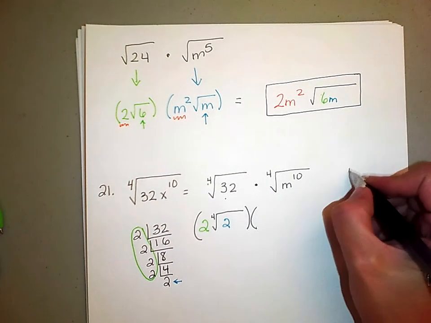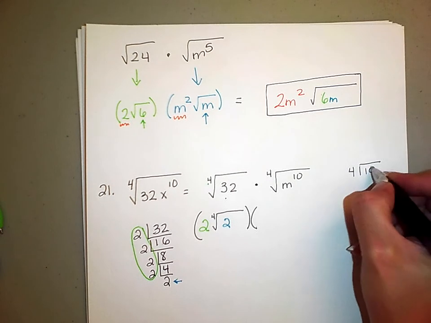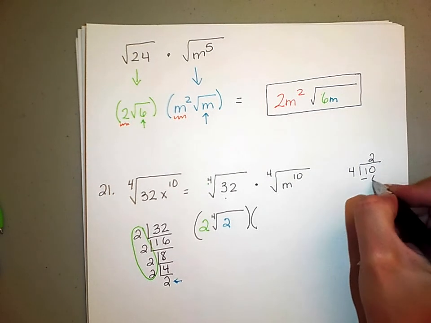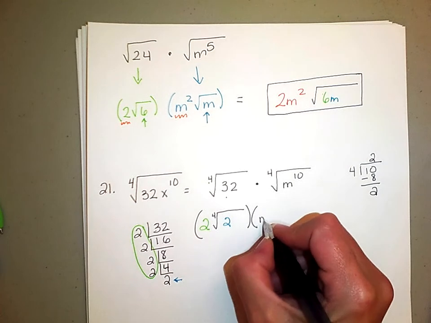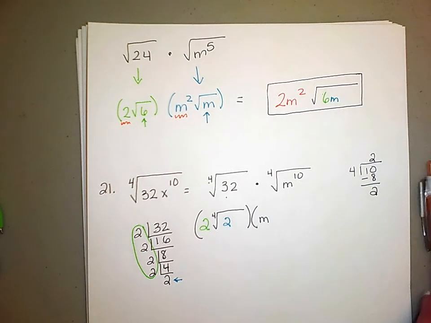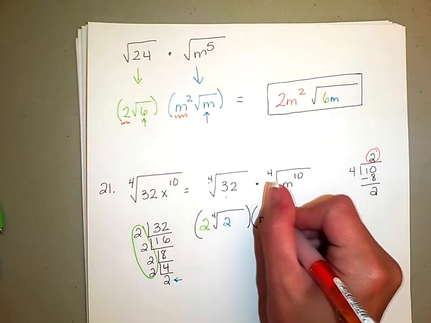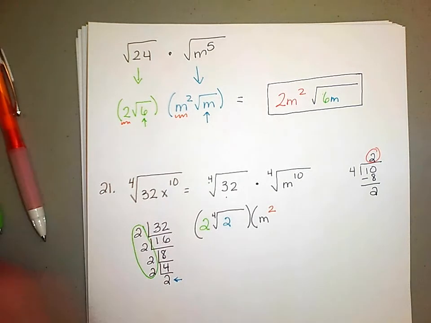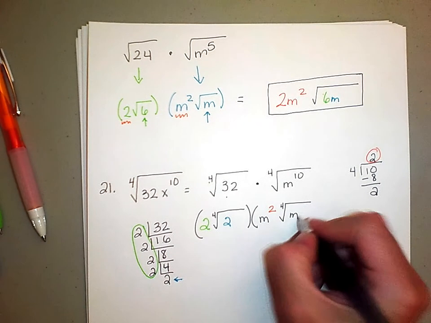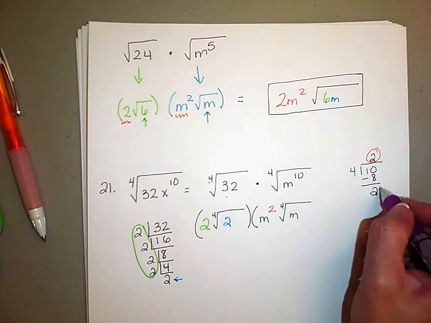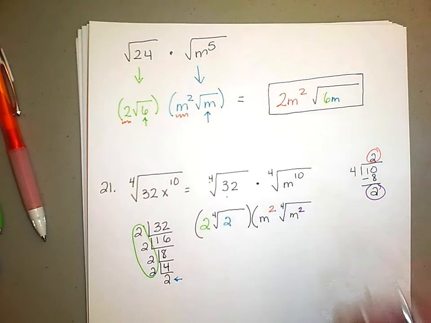Now here, 4 will go into 10, 2 complete times, with a remainder of 2. So I can take out 2 complete m's times the 4th root, and from here 2 m's are left over.